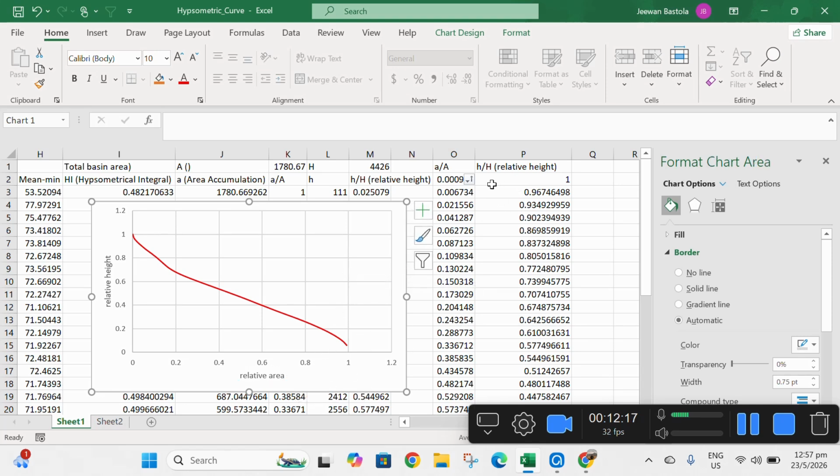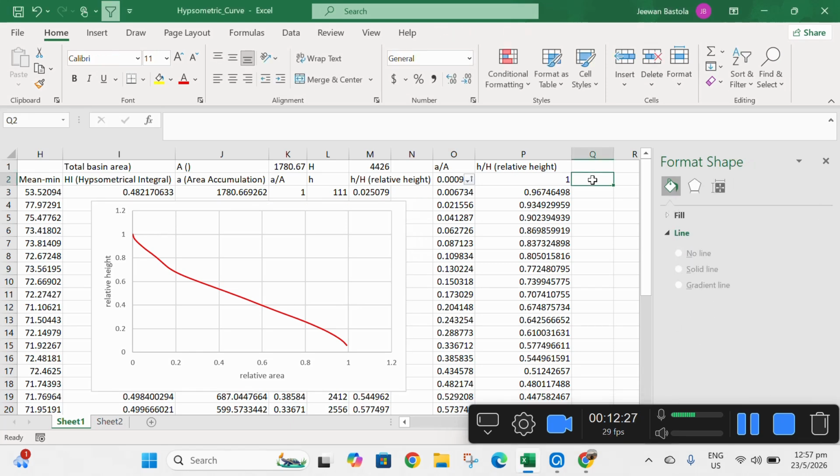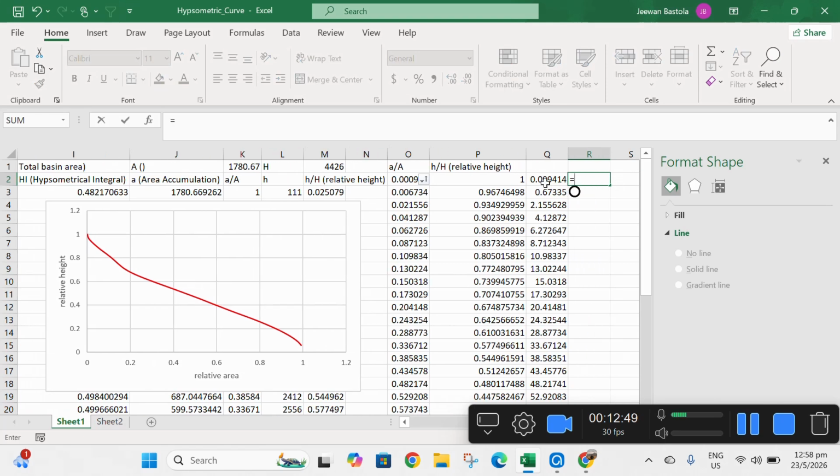Next, if you want to calculate the percentage of the hypsometric curve, then it is quite easy. Just do this, equals to relative area times 100, and equals to relative height times 100.